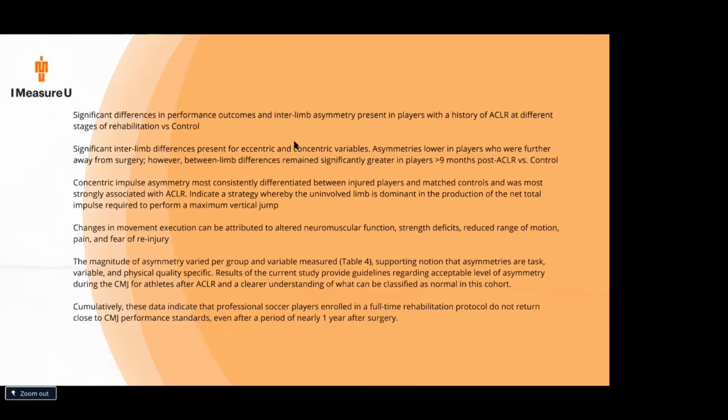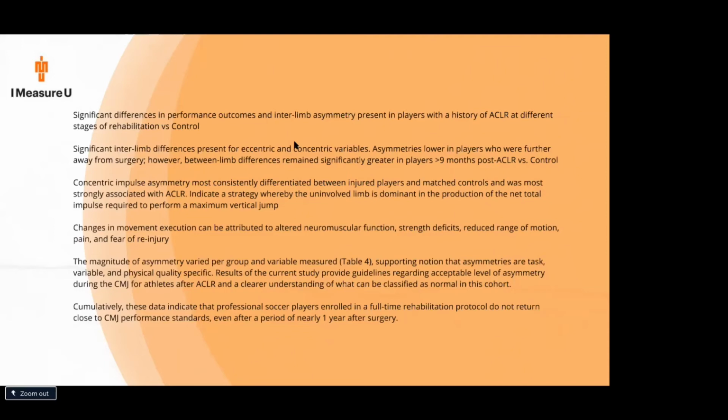So a lot of these won't sound uncommon, but it's important to identify potential reasons for difference between injured and non-injured limb. The magnitude of asymmetry varied per group, as indicated in Table 4, and this supports the notion that asymmetry is a task variable and physical quality specific.